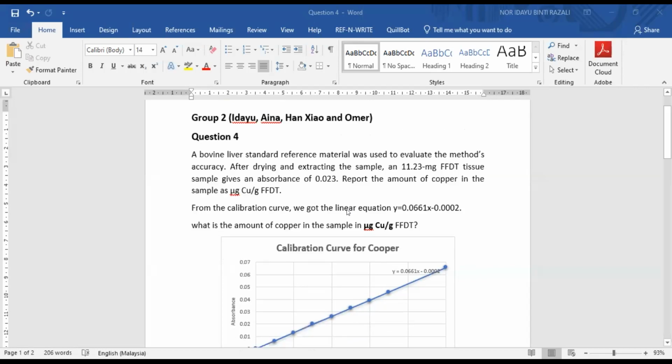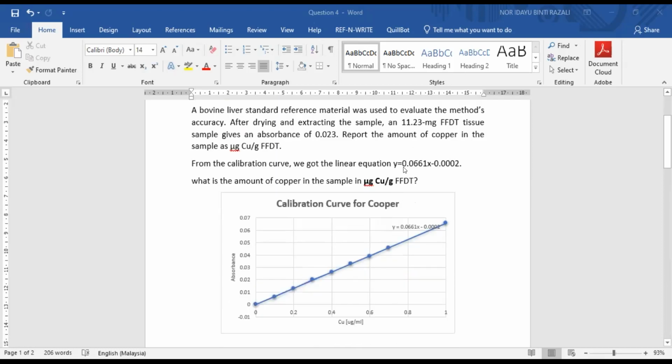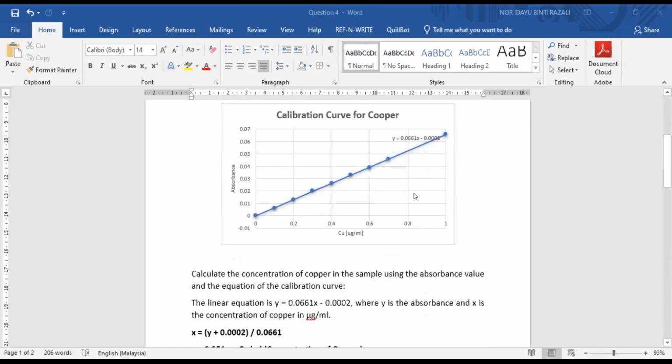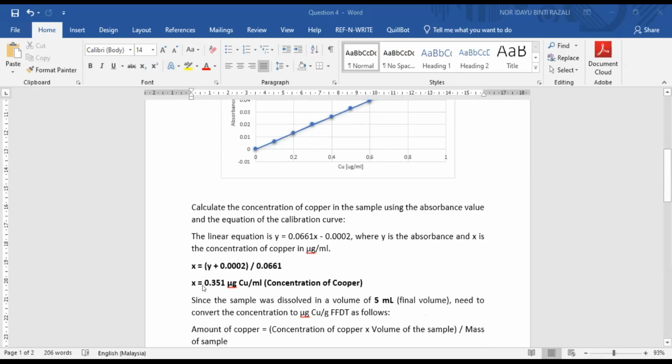From the calibration, we plot the calibration curve from the data. We got the linear equation y equals 0.0661x minus 0.002. We want to find the amount of copper in the sample, so we use the equation to calculate the concentration of copper in the sample using the absorbance value and the calibration curve. We find x is 0.351 microgram per ml, the concentration of copper.